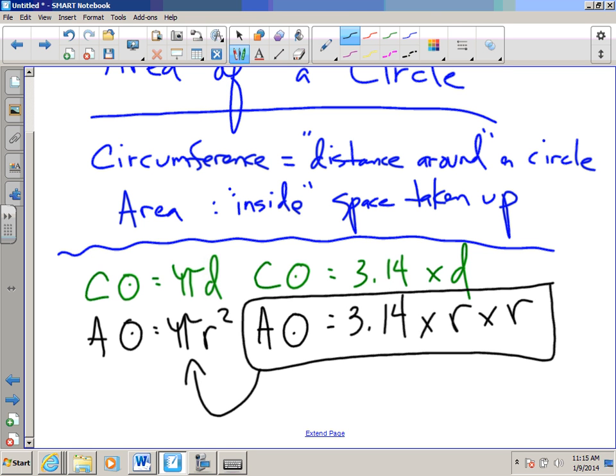Everyone had 4-9 in front of them. Flip it over to 11-3, the worksheet 11-3.